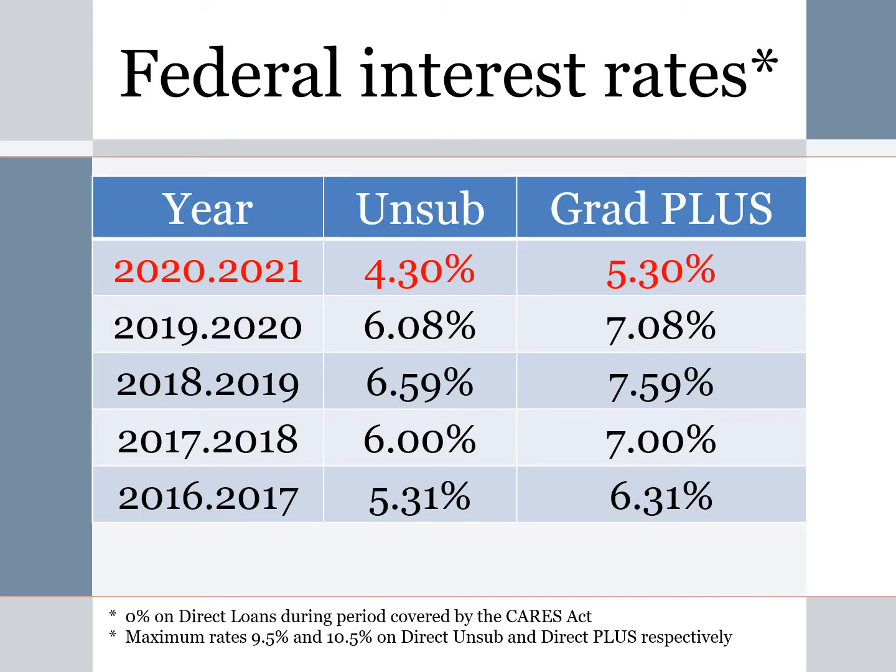Now here's a listing of the different interest rates on direct unsub and direct plus for the past 5 years, including the current 2021 academic year. And you'll notice we have these highlighted in red. The rates this year, and by the way, these are called statutory rates. These are the rates that are assigned to the loans direct unsub and direct plus. This year we have the lowest rates that we've had in many years, direct unsub at 4.3 and grad plus at 5.3. Once again, notice each year grad plus is 1 full point higher than direct unsub.